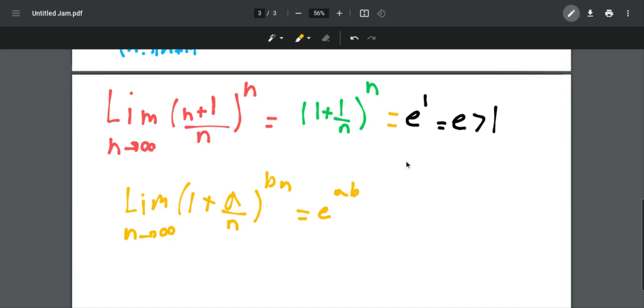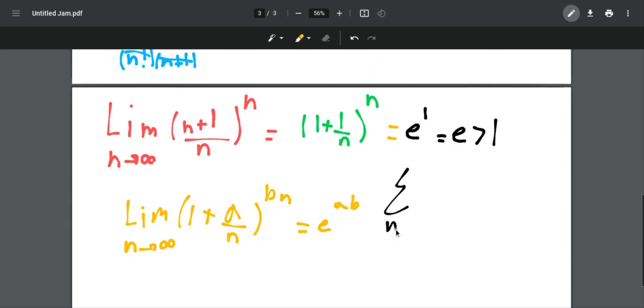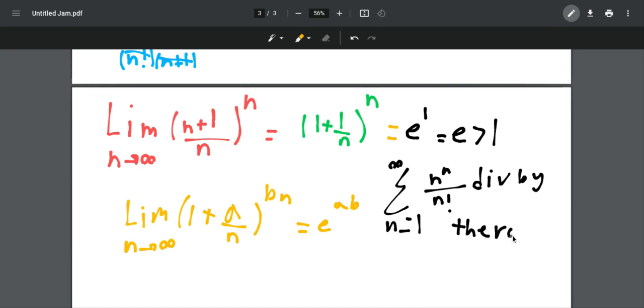So we can conclude that the sum from n equals 1 to infinity of n to the power of n over n factorial diverges by the ratio test.